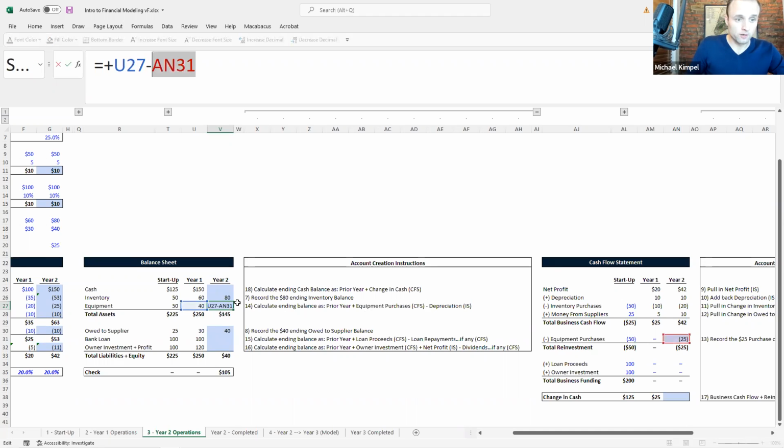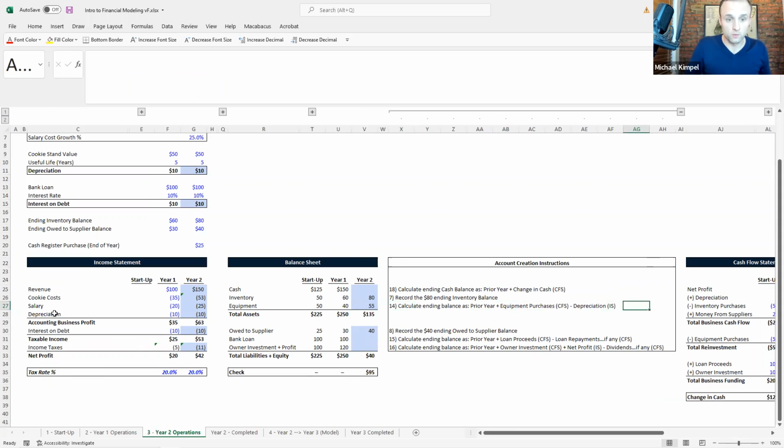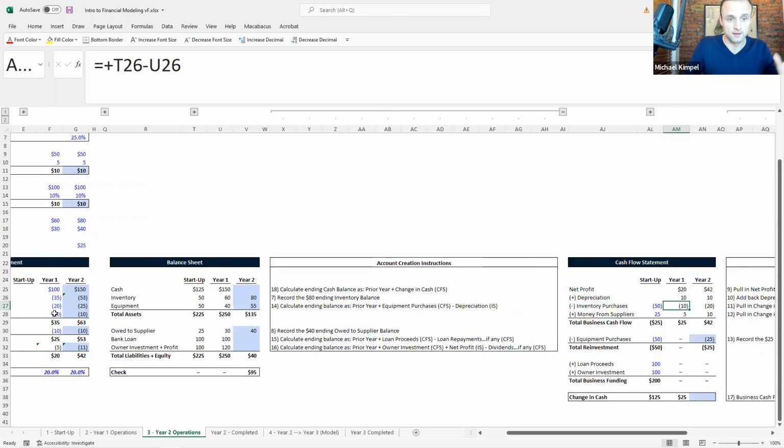And by the way, if it's more intuitive for now to just grab the 25 here to get to the same place, that's not the end of the world. So whichever works best for you. But either way, we need to capture the fact that we purchased the cash register. And then we need to record the depreciation here. So we're going to type plus, and then we're going to incorporate, just go back over here, the depreciation that we incurred in row 28 here. And that'll get us to the ending balance for our equipment, which is now a cookie stand and a cash register. And again, it's what we purchased, less the depreciation.